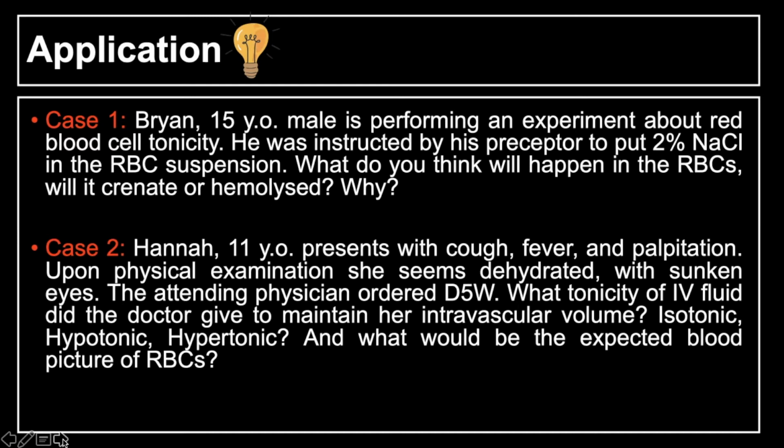Case number two. Hannah, 11-year-old, presents with cough, fever, and palpitation. Upon physical examination or PE, she seems dehydrated and with sunken eyeballs. The attending physician ordered to give D5 water. So D5 water is the intravenous fluid that was given to her. What tonicity of the IV fluid did the doctor give to maintain her intravascular volume? Is it isotonic, hypotonic, or hypertonic? And what would be the expected morphology or blood picture of the red blood cells?